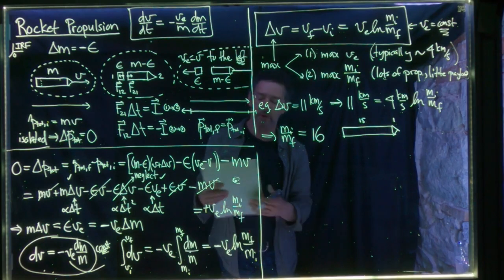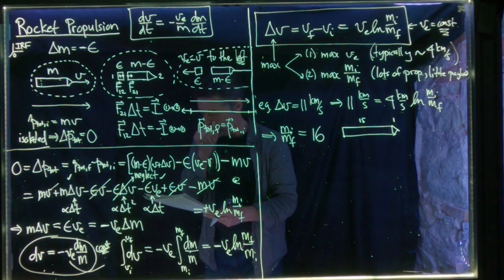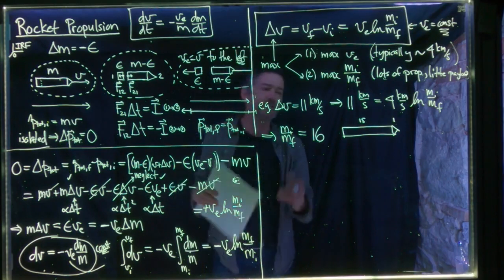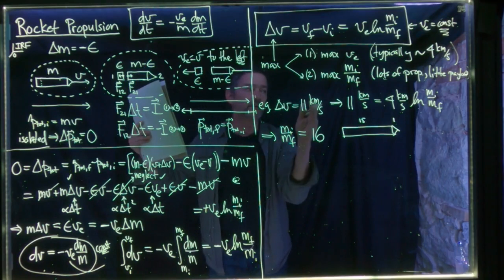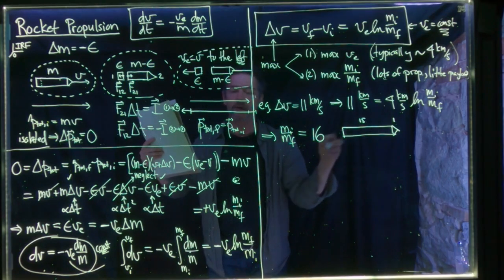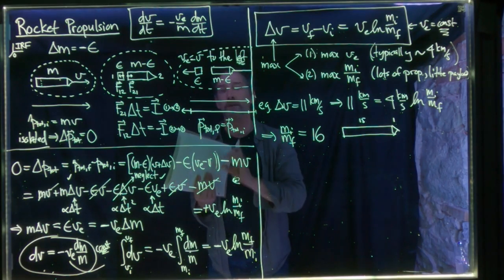So that's why rockets, of course, are so huge, and it's a real problem. This is just in empty space without any gravity. To get it up to 11 kilometers per second, you need something that looks like that. And now it's even worse if you're starting on the surface of the Earth and have to fight against gravity.